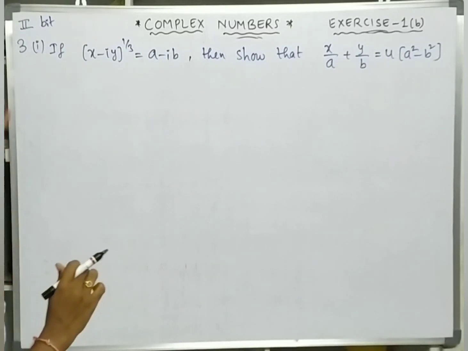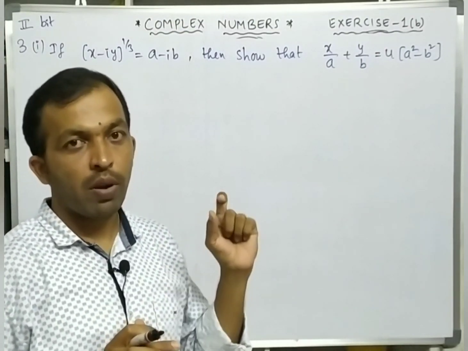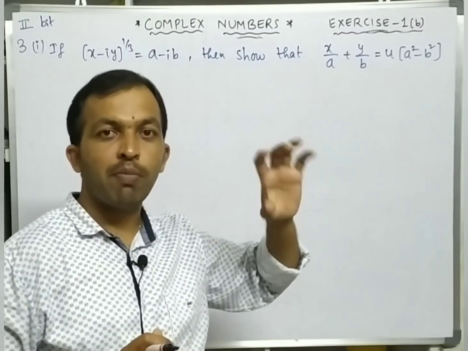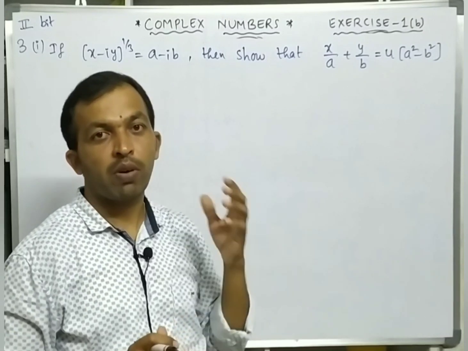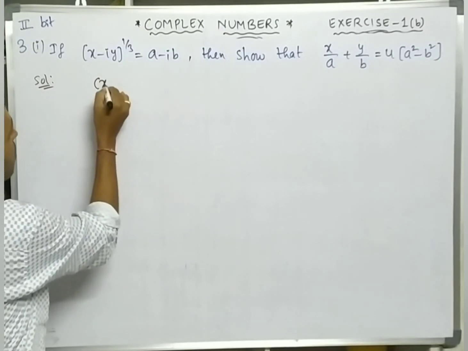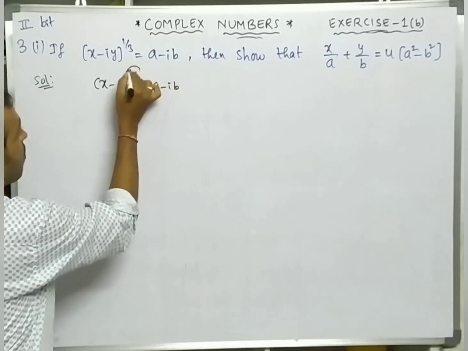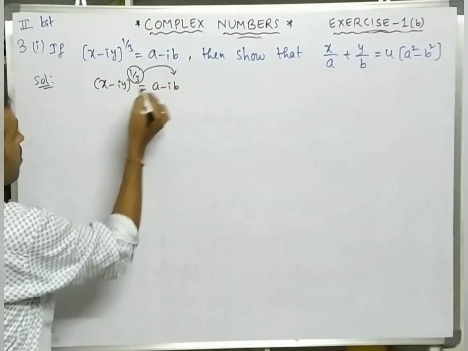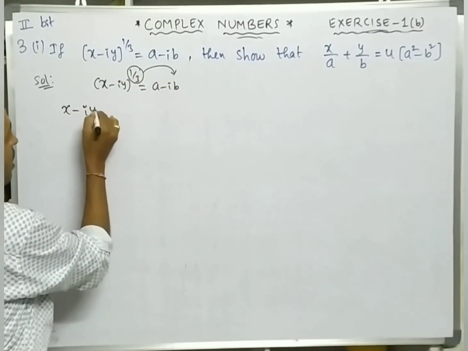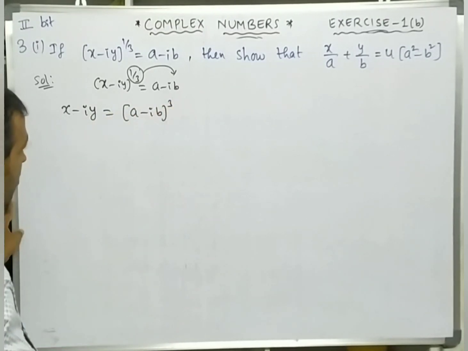Next, third bit, first problem. If x minus iy power 1 by 3 is equal to a minus ib, then show that x by a plus y by b is equal to 4 into a square minus b square. So this is also an important problem for 4 marks. Simple. Take this given term, x minus iy whole power 1 by 3 is equal to a minus ib. If we bring 1 by 3 to the right hand side, it becomes cube, or cubing on both sides. The cube will get cancelled, you will get x minus iy is equal to a minus ib whole cube.